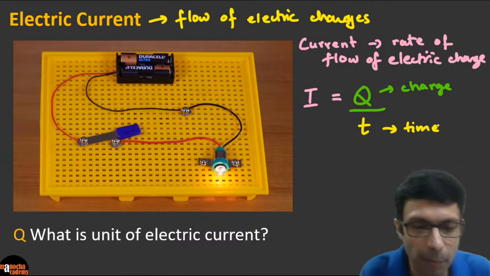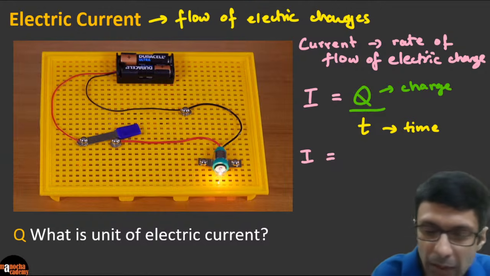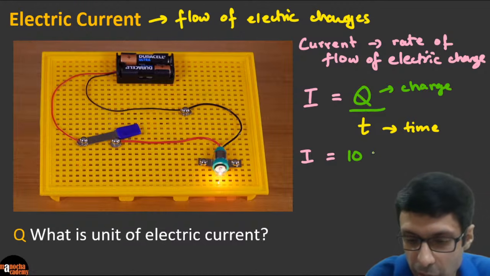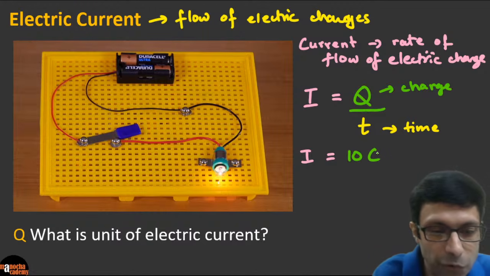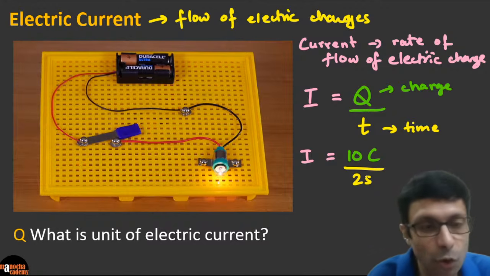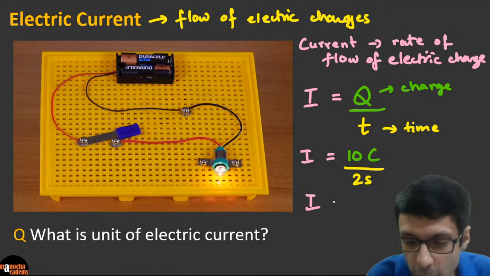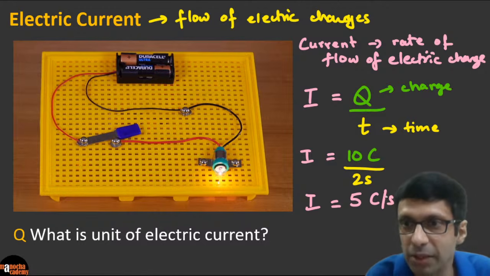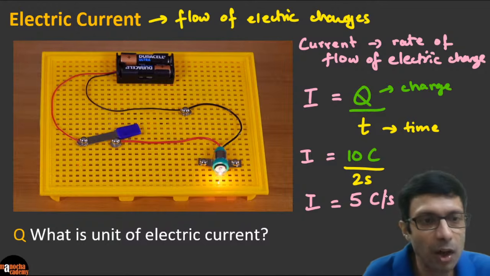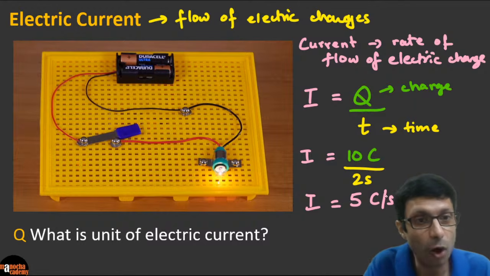So let's say, for example, we have 10 coulomb of charge flowing in 2 seconds. So how much current is that? It's going to be 10 by 2. So that's going to be 5 coulomb per second, right, guys? Now, what is the unit of electric current? It's coulomb per second.